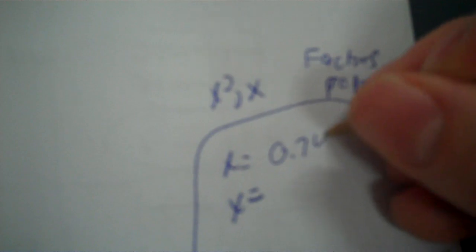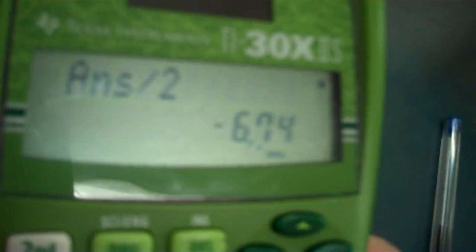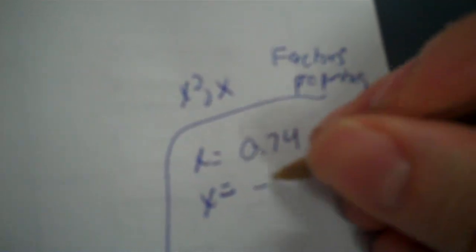Okay, now negative 6 plus 7.48, click equals, divide by 2, 0.74. And negative 6 minus 7.48, click equals, divide by 2, negative 6.74.